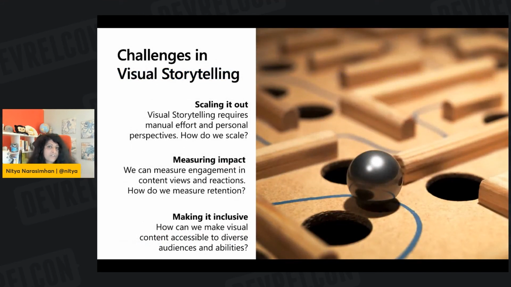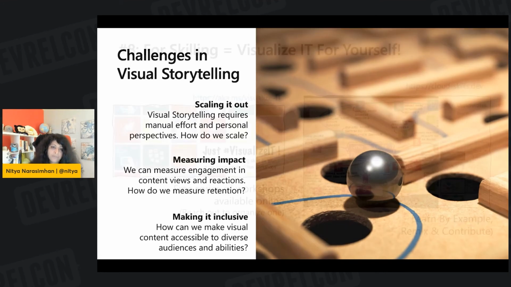The challenges in visual storytelling: these are all great use cases. We're seeing engagement, we're seeing awareness. Scaling it out is tough. There's just one me doing all these storytelling things, right? How do I get this to scale so we can use it across the board? How do we measure impact? I can measure awareness and engagement with content, but how do I measure retention? And finally, how do we make it inclusive? If it's visual, we are leaving out people who don't have a visual ability.